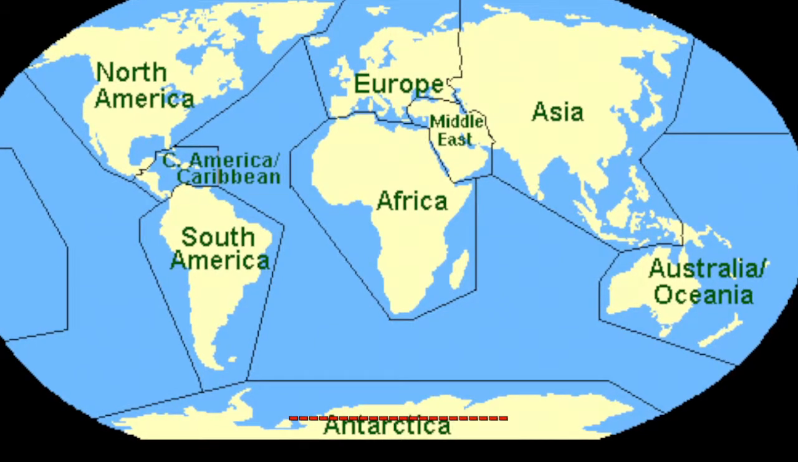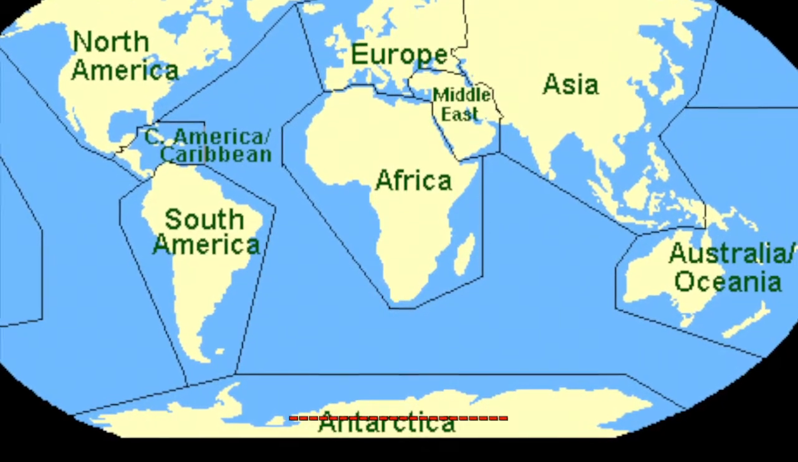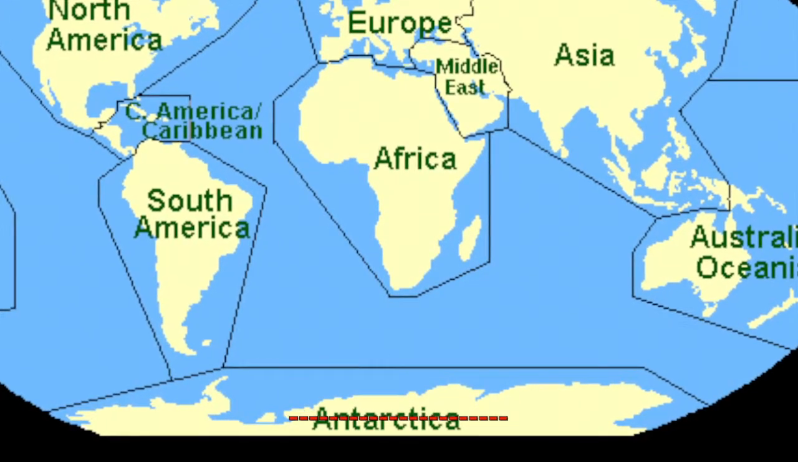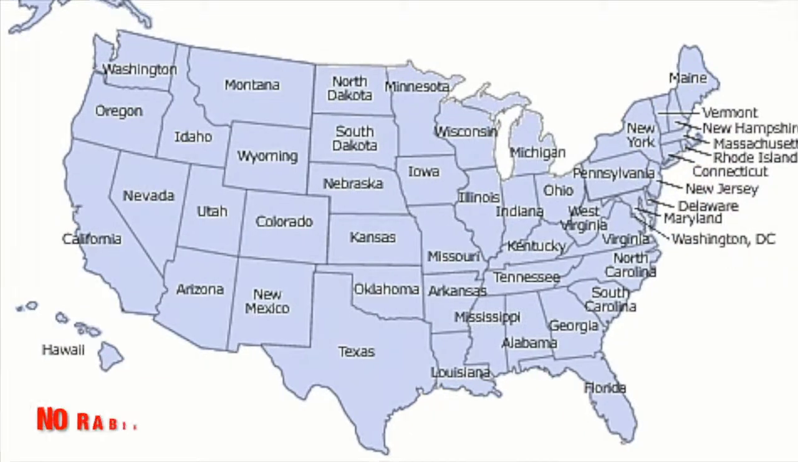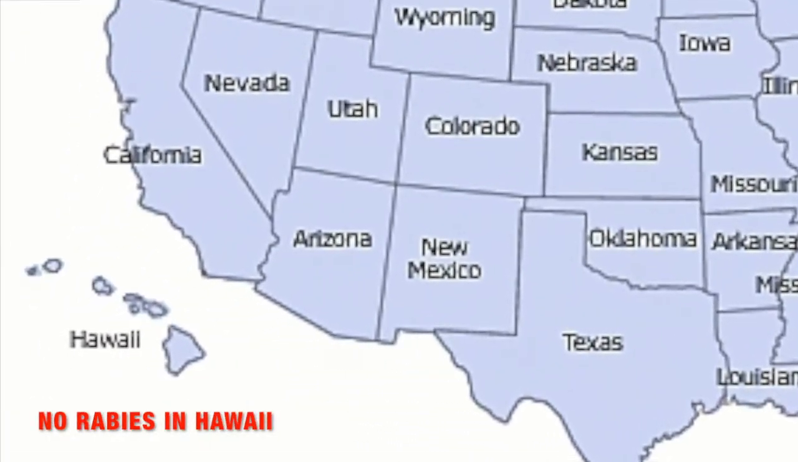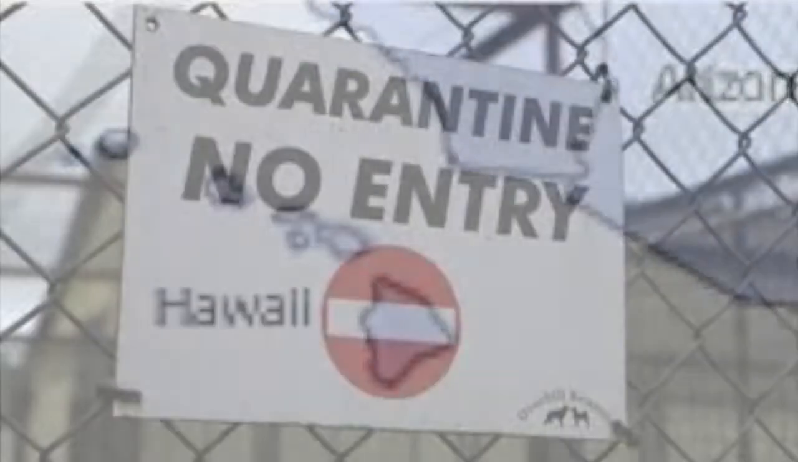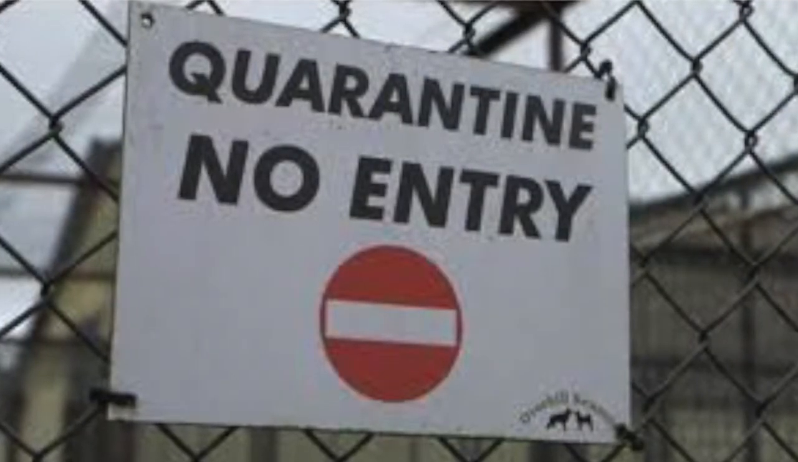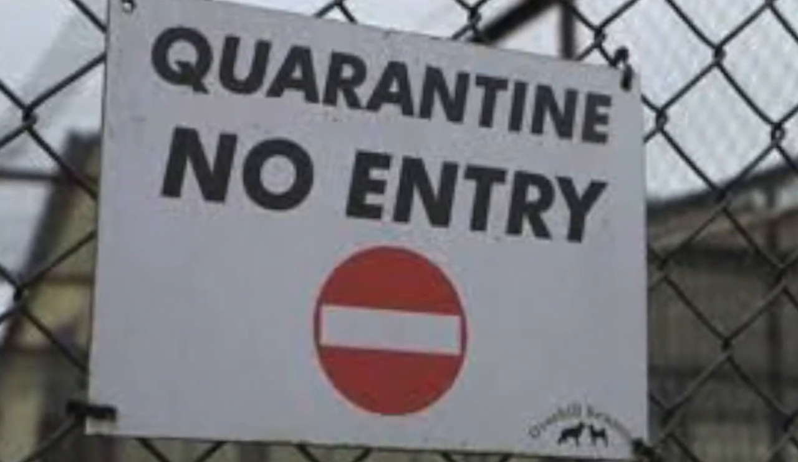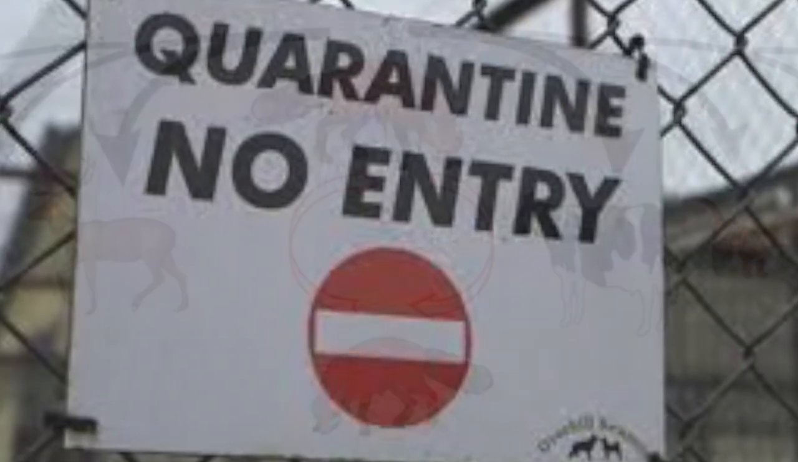Rabies is a human and animal global health issue. It is found on every continent except Antarctica. In the United States, rabies is found in every state except Hawaii. All animals entering the state of Hawaii must follow import rabies quarantine requirements.